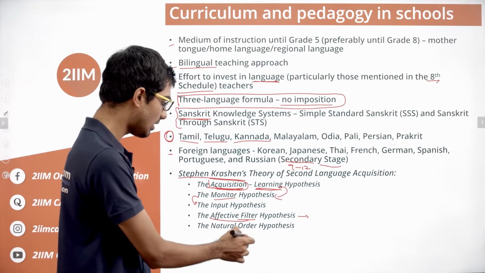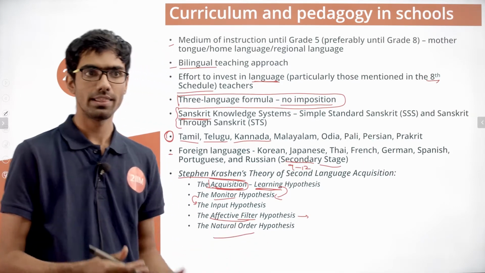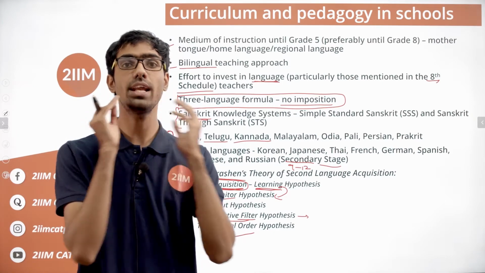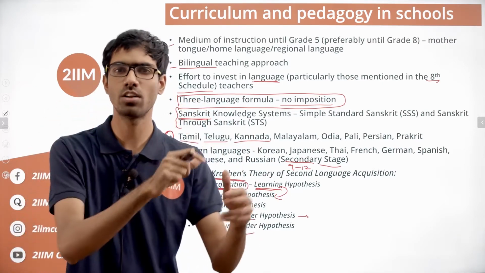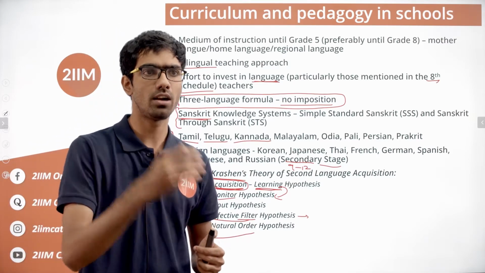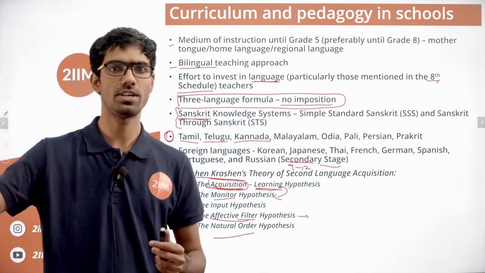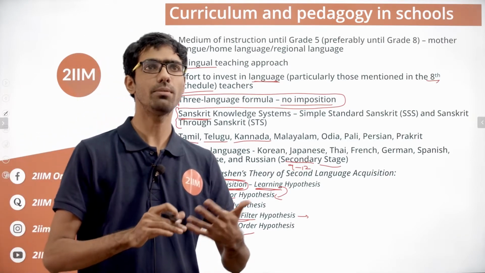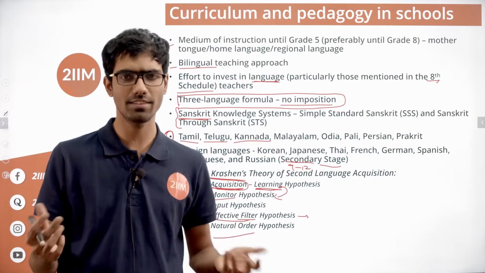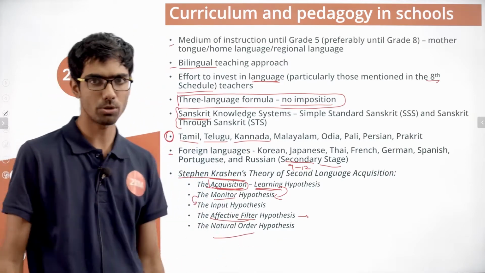The last one is the natural order hypothesis. There is a natural progression the child follows in learning, and it is very intangible and cannot be measured through a series of tests as to how this child learns. You cannot say the child learns nouns first, pronouns next, verbs next, adjectives next, etc. A child might have some cognitive understanding of the different concepts which might not necessarily be in some order. That is the natural order hypothesis.